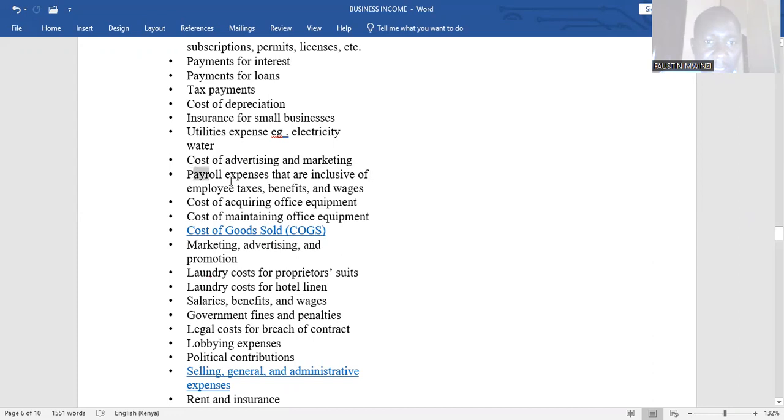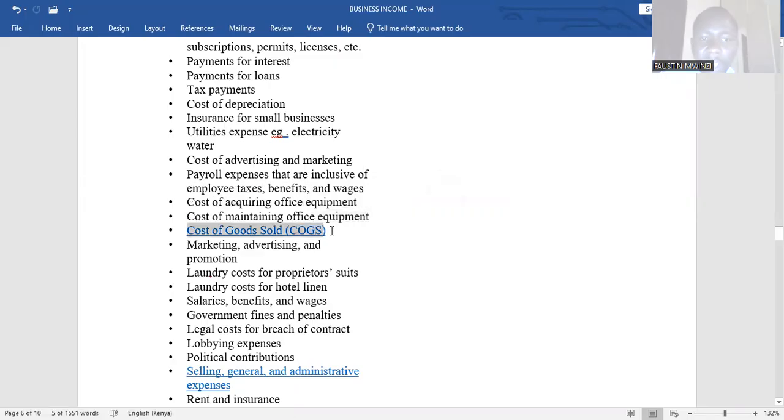Payroll expenses that are inclusive of employee taxes, benefits, and wages, those payroll expenses are allowable. Staff welfare costs are allowable. Cost of acquiring office equipment is not allowable. Reason, equipment is capital in nature. Equipment are assets, not allowable. But the cost of maintaining the equipment is allowable.